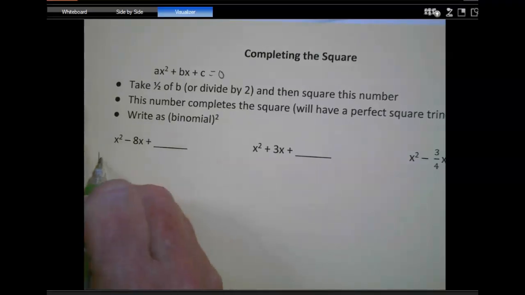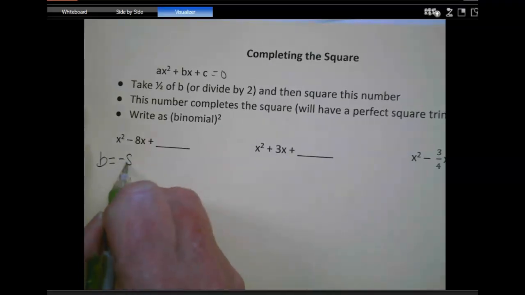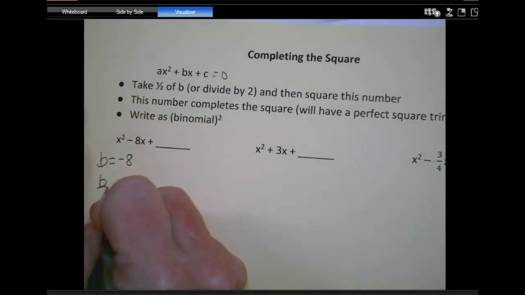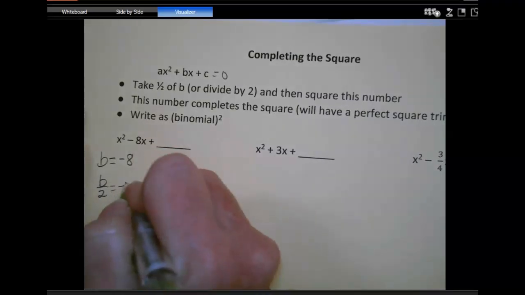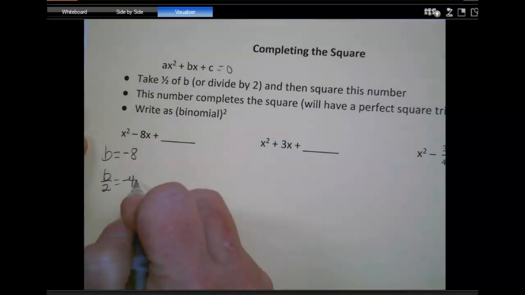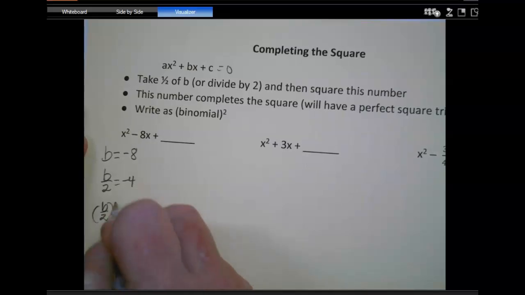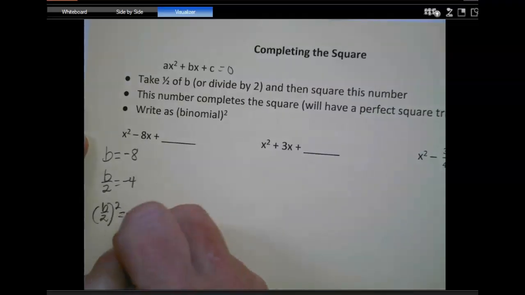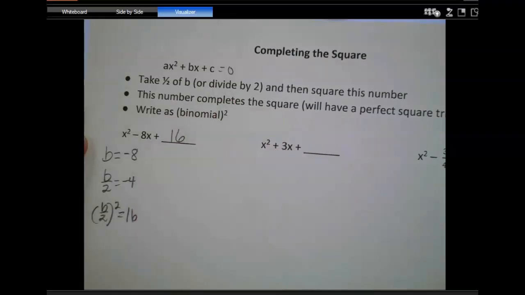So the first thing I'm going to do is write down my b. What is the b here? -8. The next thing I'm going to do is take b and divide by 2. So -8 divided by 2 is -4. And the last step I'm going to do is take this number right here, my b over 2, and I'm going to square it. So -4 squared is 16. So I'm going to add the 16 right here.